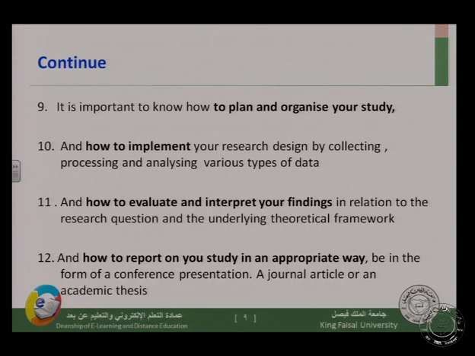You implement, then you evaluate, you interpret, and then, all right, I say to you, how are you going to show this to me? You say, okay, I'm going to report it in this format. I'm going to give a presentation, I'm going to write a report, I'm going to write a research paper. So you need to report your findings. So you put it on paper.